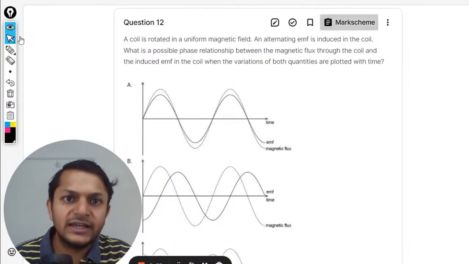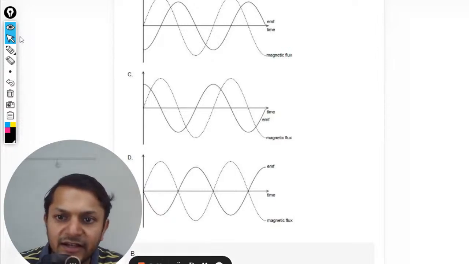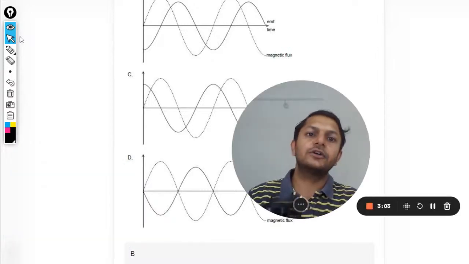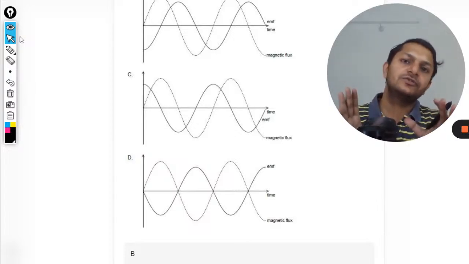Let us see what is the mark scheme. Yes, the answer is B for this question according to the mark scheme. So this is how we do this question, my dear student.